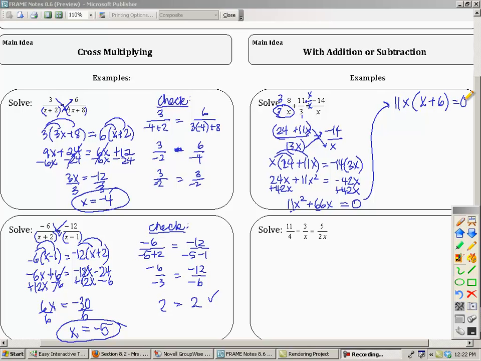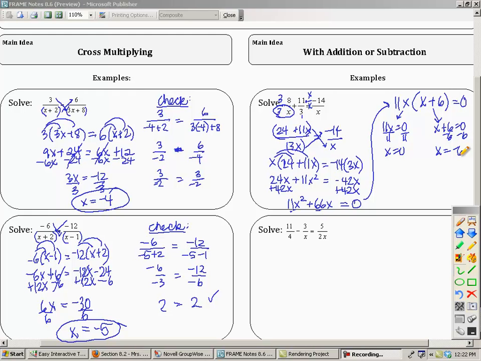Okay, this is just factoring it. If I set each piece equal to 0, 11x equals 0, so when I divide by 11, x equals 0. And if I set this equal to 0, and I subtract 6, x equals negative 6.